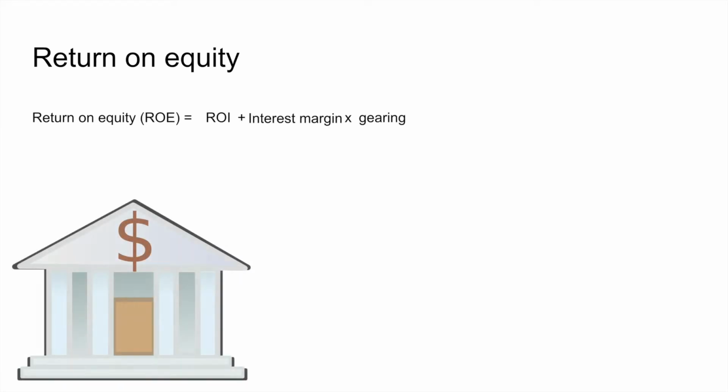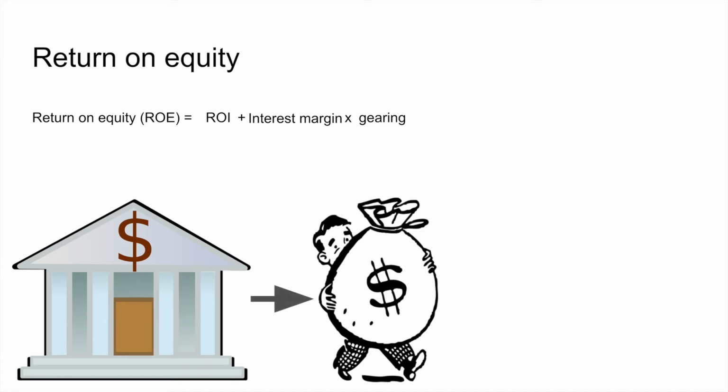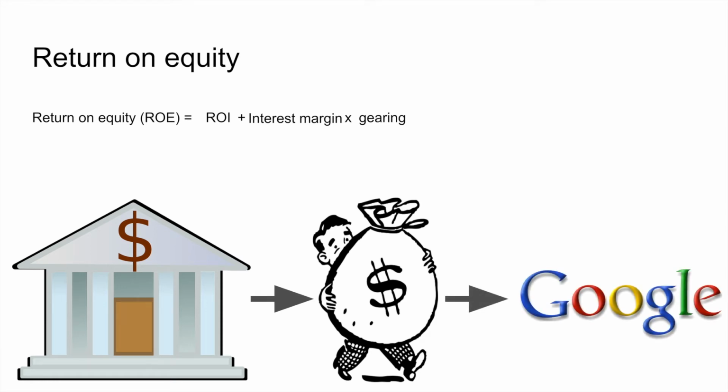Now let's look at an example where we'll use this formula for return on equity. First of all, we need a bank. And luckily there are banks in most parts of the world. And here's a guy, he goes to the bank and he borrows some money. And then he goes and invests it all, and here we'll just use Google or Alphabet. Invests it all there. Now, the interest rate in the bank is 2%.